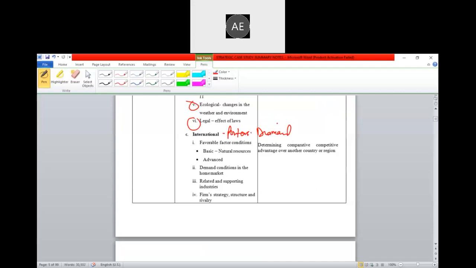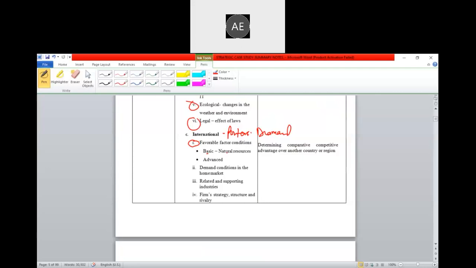So when it comes to Porter's diamond, there are four factors that determine the ability of a company to achieve comparative competitive advantage. And they are: one, favorable factor conditions. When you say favorable factor conditions, we are talking about the factors of production. So the favorable factor conditions are divided into basic and what? Advanced. So the basic favorable factor conditions are the natural resources.